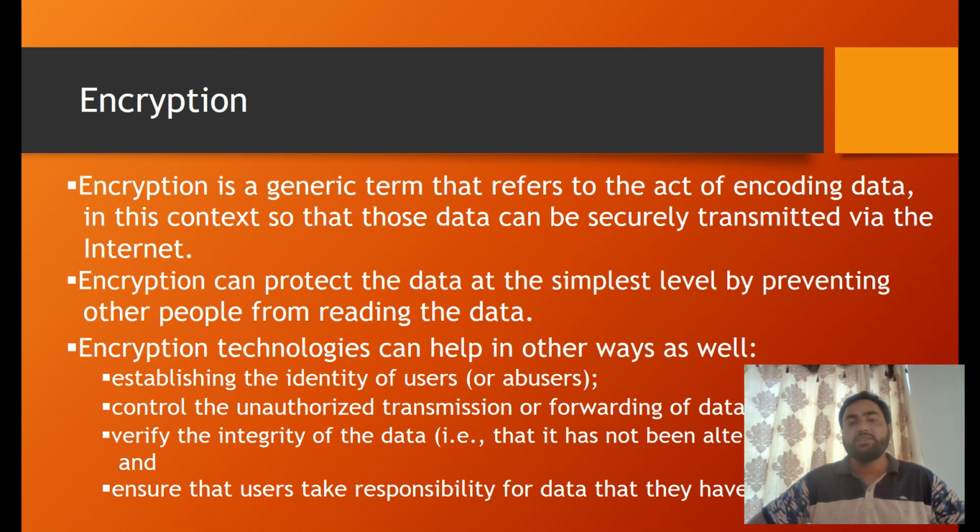It also verifies the integrity of the data, that the data that is actually sent from the sender is received by the receiver. That means alteration of the message is not done over the network. It also ensures that users take responsibility for the data that they have sent. That means non-repudiation. If you have sent some particular data, you must accept that you have sent this. For that, encryption also works.